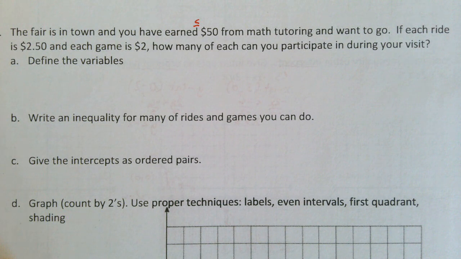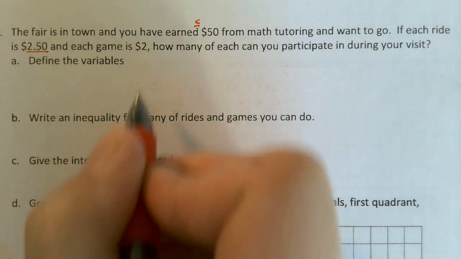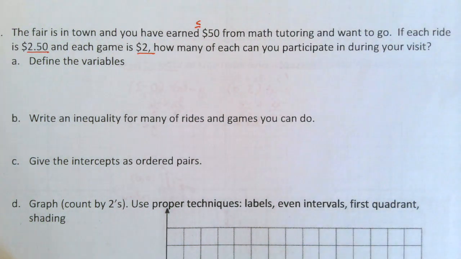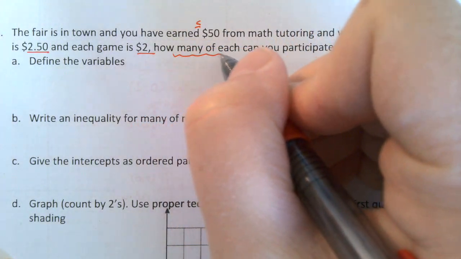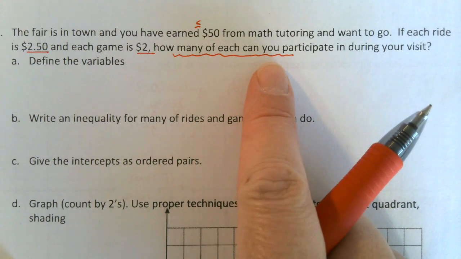A lot of us see 50, we want to say it's equal to, but I don't have to spend all 50, right? $50 or less. Okay, now each ride is $2.50 and each game is $2. So there's no entrance fee. It's $2.50 for every ride, $2 for every game. And here it is, guys. Here's the ticket. How many of each can you do? That tells me what I'm looking for. And what I'm looking for is my unknown.